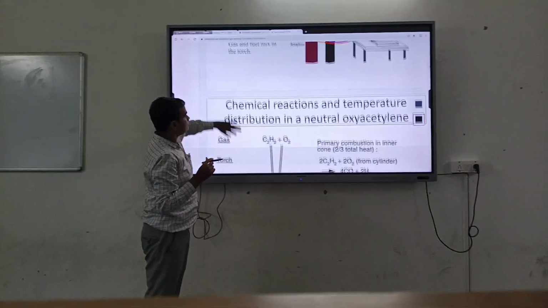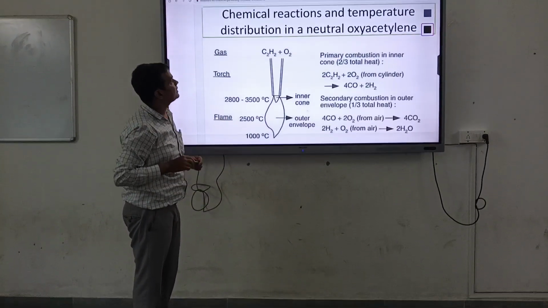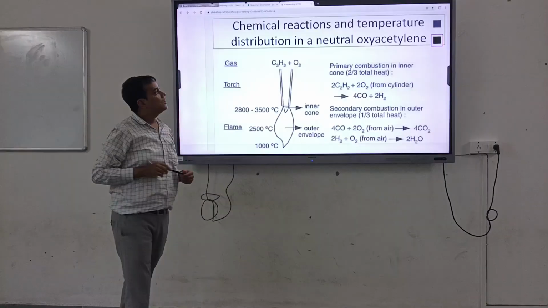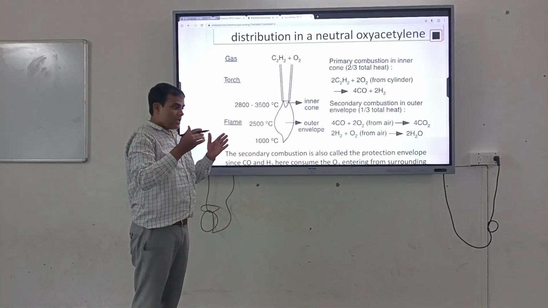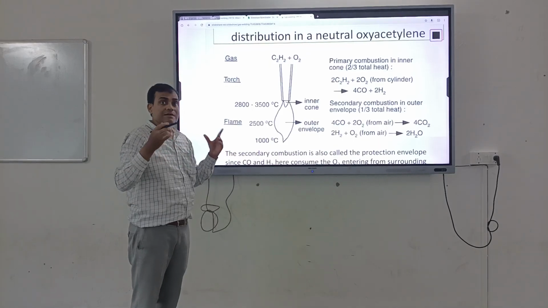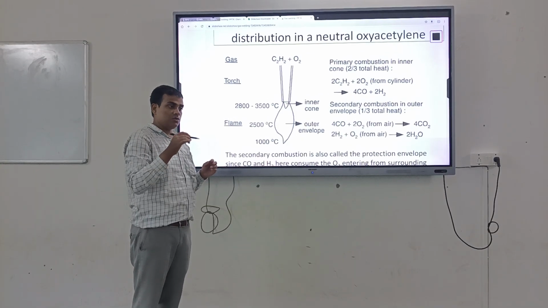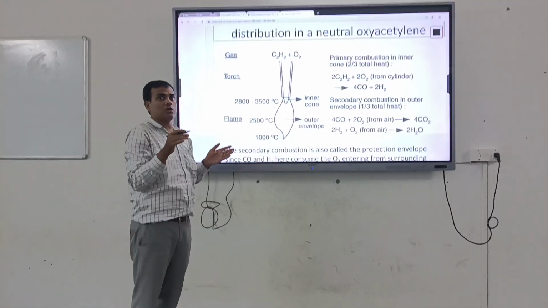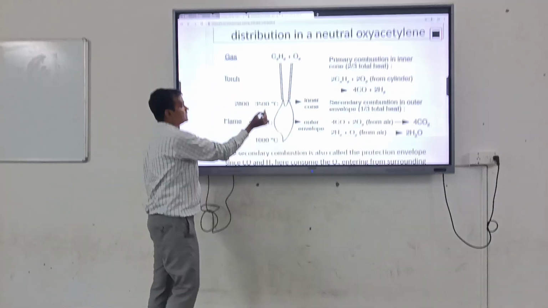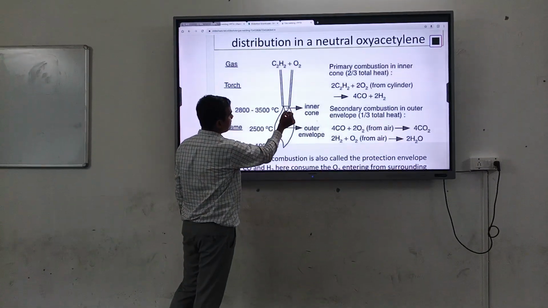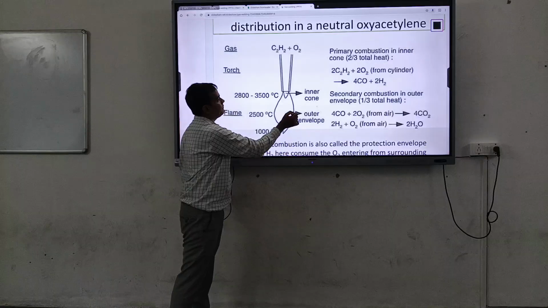And the next one is the chemical reaction and temperature distribution in the natural oxyacetylene flame. In the flame, the temperature is not the same everywhere. Some very small point has a very high temperature, and that particular flame is covered by the outer flame so that it is protected from outside effects. The inner flame is called the inner cone and the outer flame is called the outer envelope.